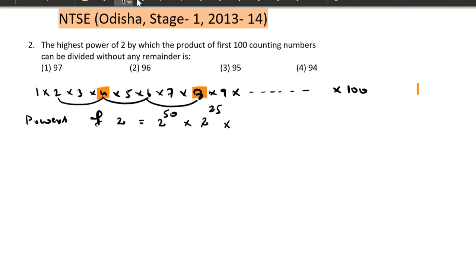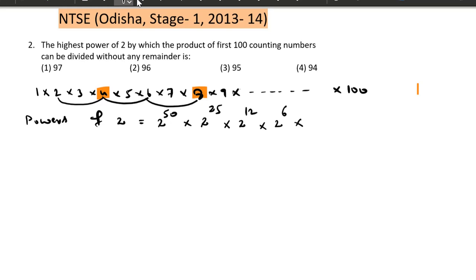In the same manner, from 8 we can get another 2 as common, the third 2, 2 into 2 into 2. If you take the third 2 as common from 8 and 16 and multiples of 8, how many 2s can we get? If you divide 100 by 8, that is 2 power 12. So if you observe the exponents of 2 here: 50, 25, 12. Half of 50 is 25, half of 25 is 12.5, I am taking the integer part, 12. And then 12 by 2, we get 2 power 6.